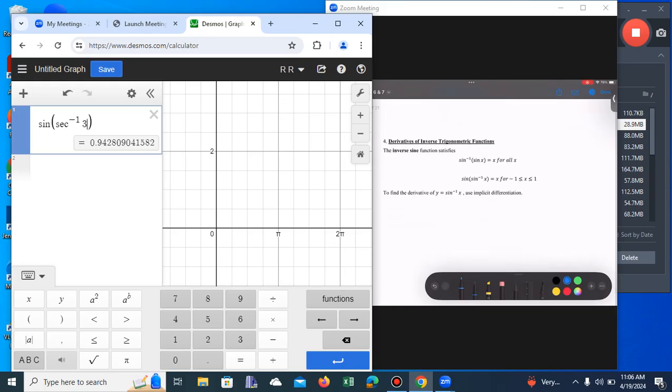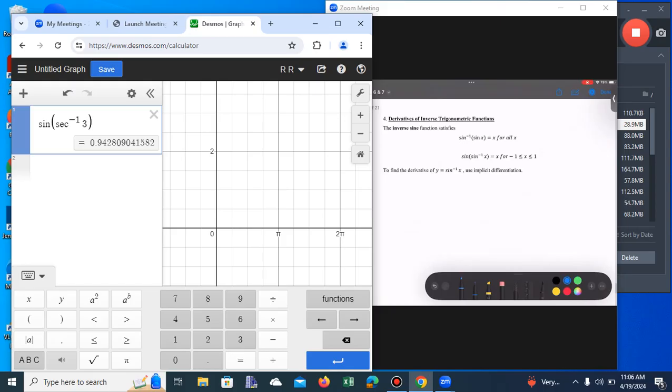Right, so now let's get to the derivatives of inverse functions. A couple things to remember. Sine inverse of sine of x gives you x. Sine of sine inverse also gives you x. That's because they are inverses of each other, so they should give you x. And then we're going to use implicit differentiation to do this.